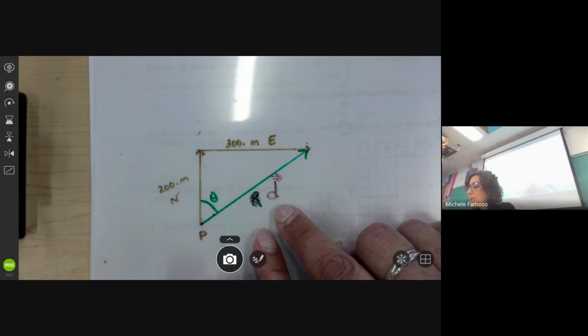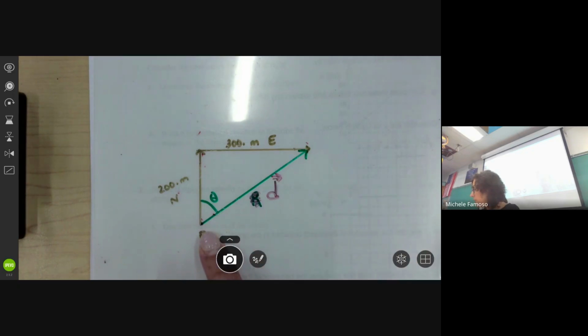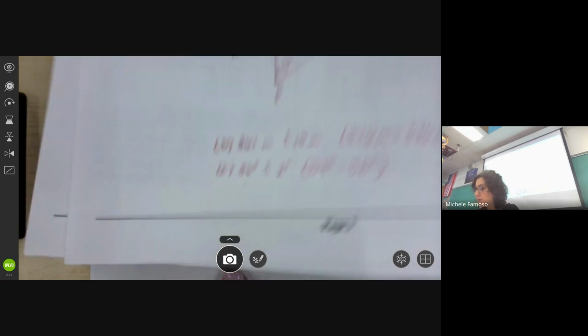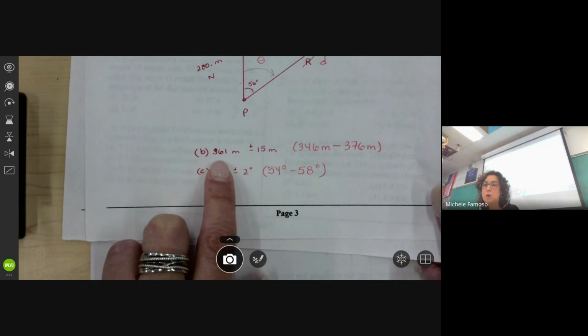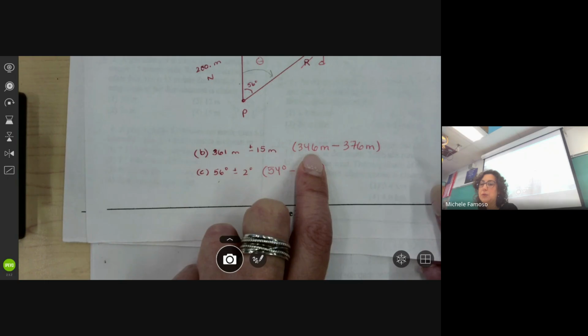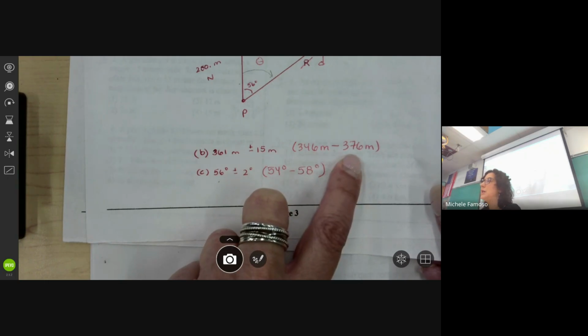All right, now part B says, what is the magnitude of this resulting displacement? To determine the answer, because it's all ruler and protractor, you just use a ruler to figure this out. So we're going to measure it, and when I measure it, I get 7.0 centimeters. So in this scale, I'd be saying it's about 350 meters. The correct answer is 361, and plus or minus 15 was the tolerance they gave you. So 346 meters up to 376 meters is what was allowed.